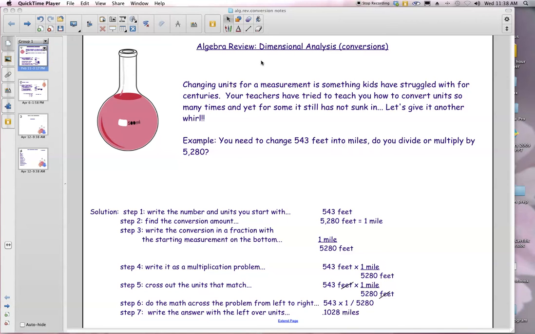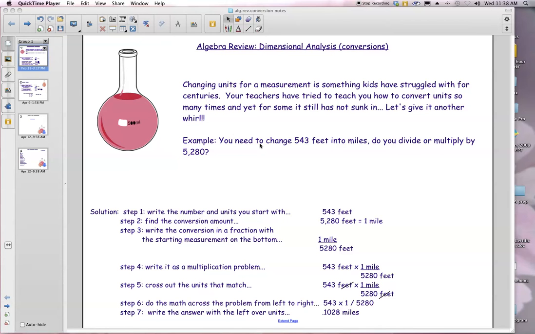This lesson is on dimensional analysis. That's what the book calls it. It's also called conversions or making conversions. It's basically switching from one kind of unit of measurement to another kind of unit of measurement. We use it mostly in science classes and chemistry classes, but we use it in math classes also when we are looking at units of measurement for lengths and widths.